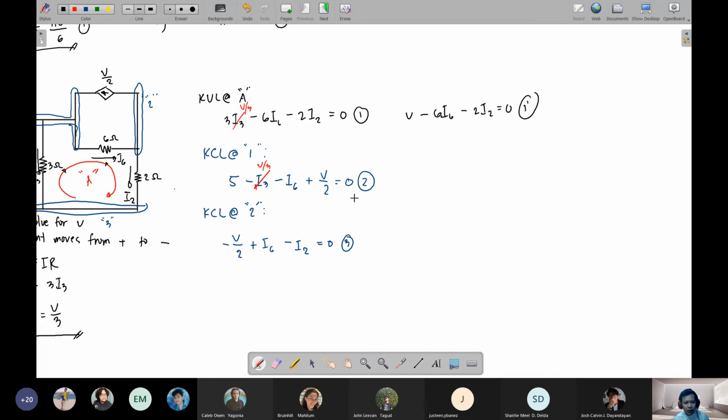Equation 1 prime. Then this one: 5 minus V over 3 minus I6 plus V over 2 equals 0. Equation 2 prime. So this time we have 3 equations and 3 unknowns. Our only unknowns are I2, I6, and V. There is no more I3, so we can now do substitution or elimination.